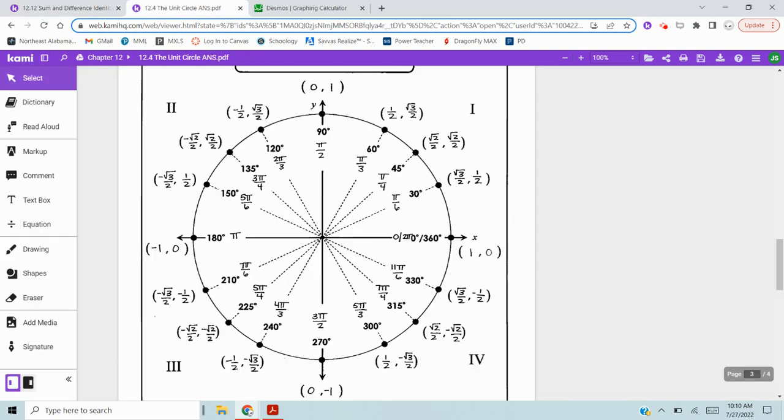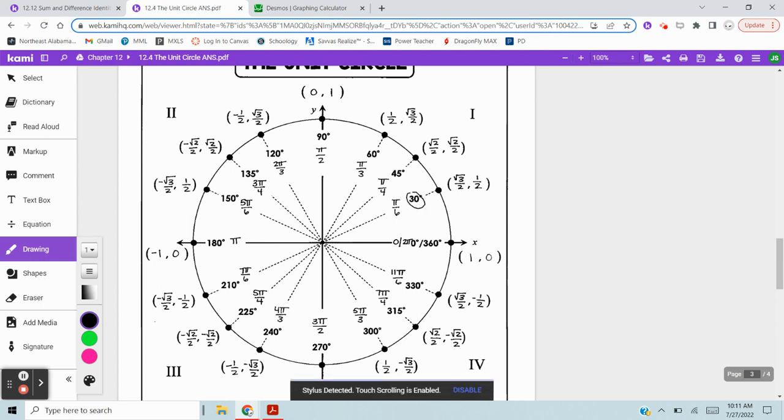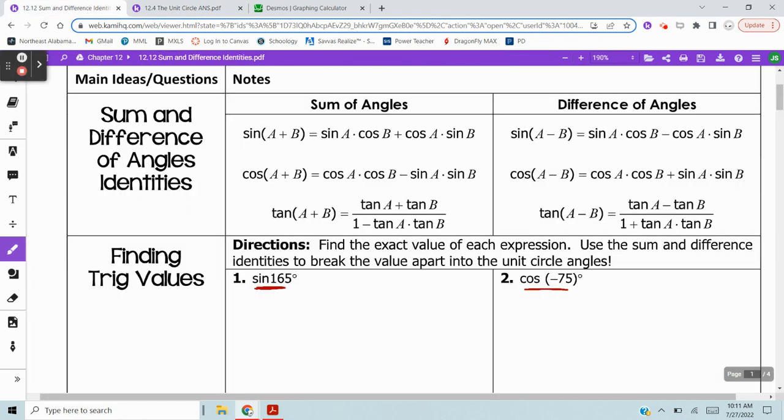And I do have my unit circle pulled up. And I've got all the different angles that I know the values of here, such as my 30, 45, 60, and so on and so forth. And what I'm going to do is actually use those angles to find the sine, cosine, or tangent of the angles that I don't. So here we go.